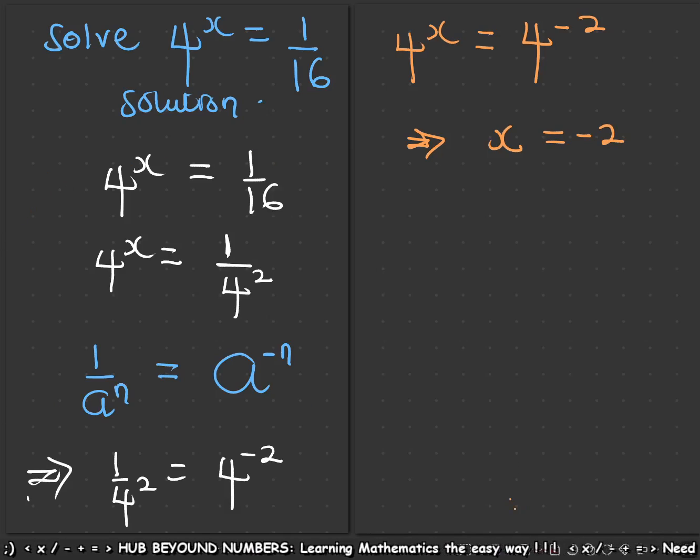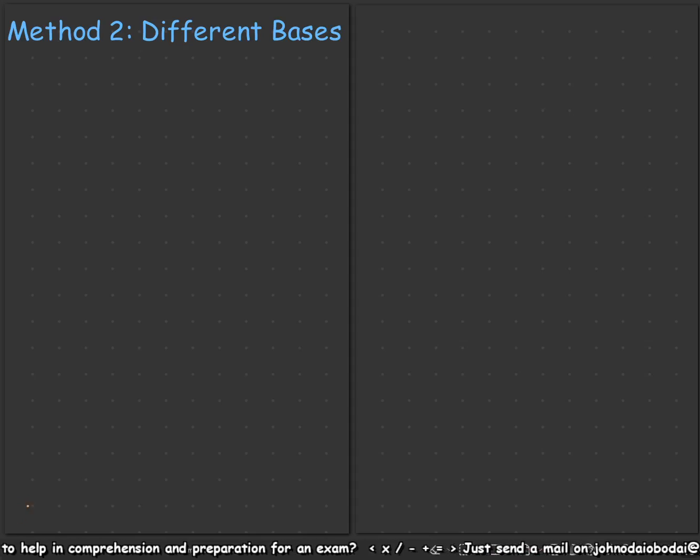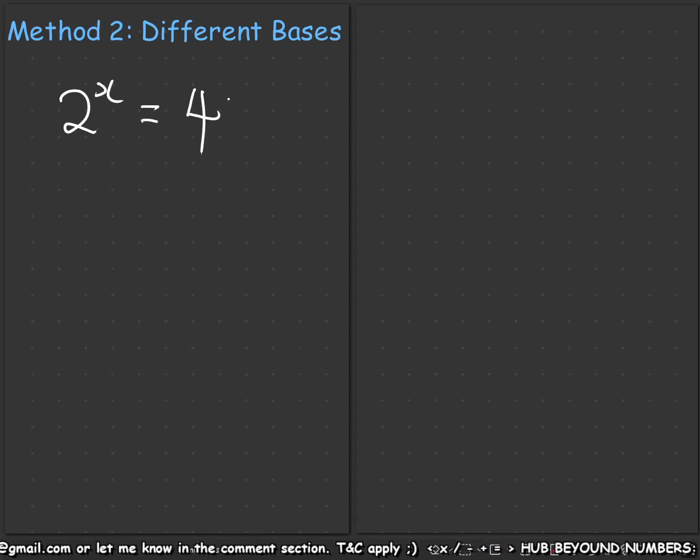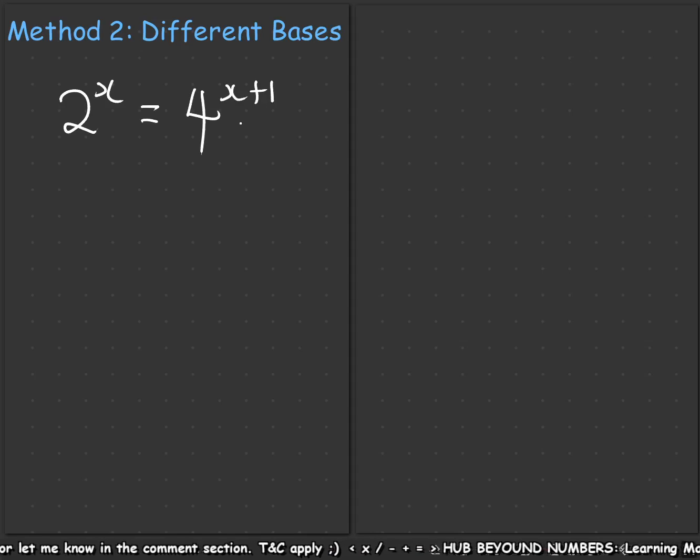Now the next one we'll be looking at is when you have different bases, or having the exponent being a variable. Talking of different bases, having the variable, it is just an application of the first method. Simply convert both to have the same base if possible. So let's look at this example here. We have 2 to the power x, which is equal to 4 to the power x plus 1.